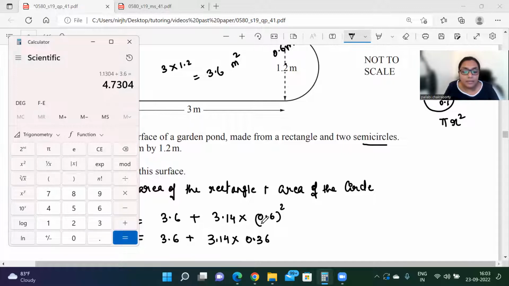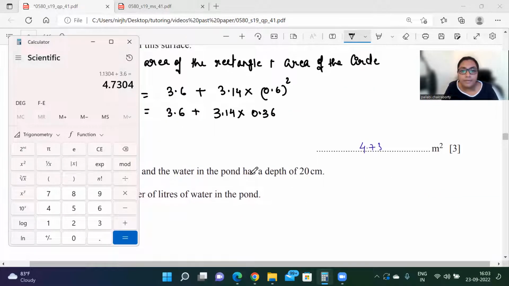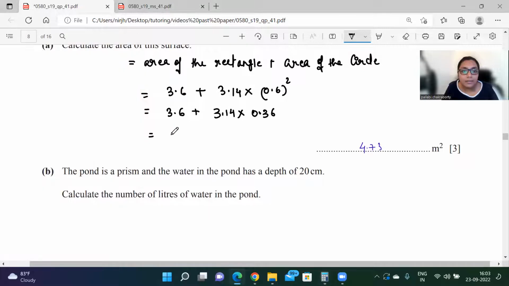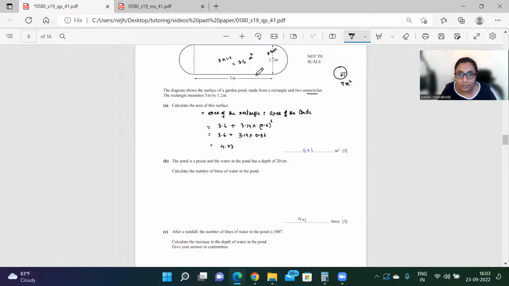Let's see if we have done this correctly. We get a 4.734, right? 4.730. So we will round it off. So it will come out to be 4.73. So we write it as 4.73, right? That is the area of the entire garden pond. That is the area of the base of the garden pond, right?